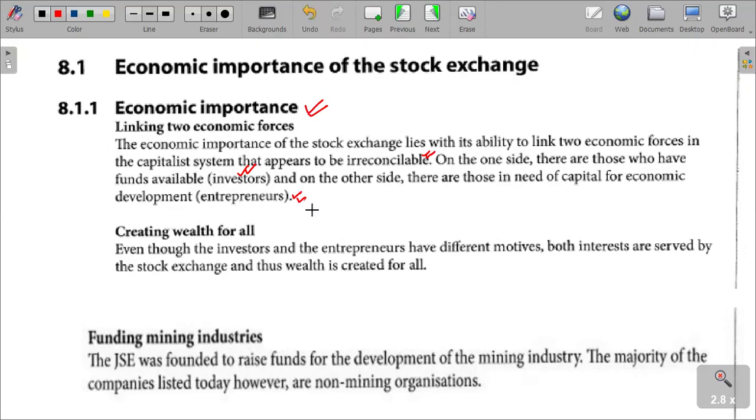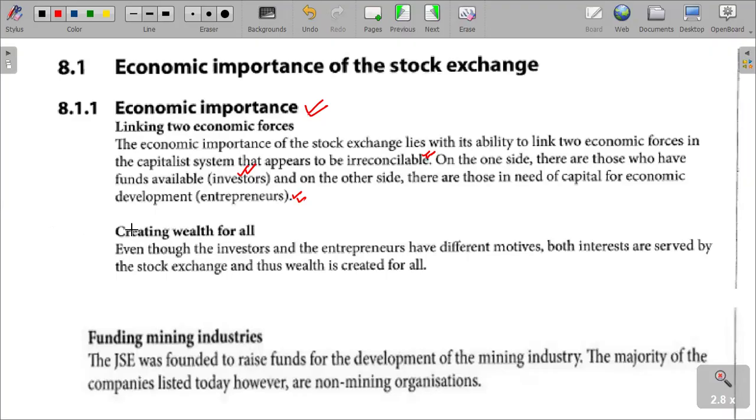So the stock exchange provides a link between investors and entrepreneurs, where entrepreneurs need money, capital, to run or to start businesses. And investors also want companies where they can put their money in order for it to give them rewards, or dividends, which we call profits on their investment. So that's one key importance, linking economic forces.